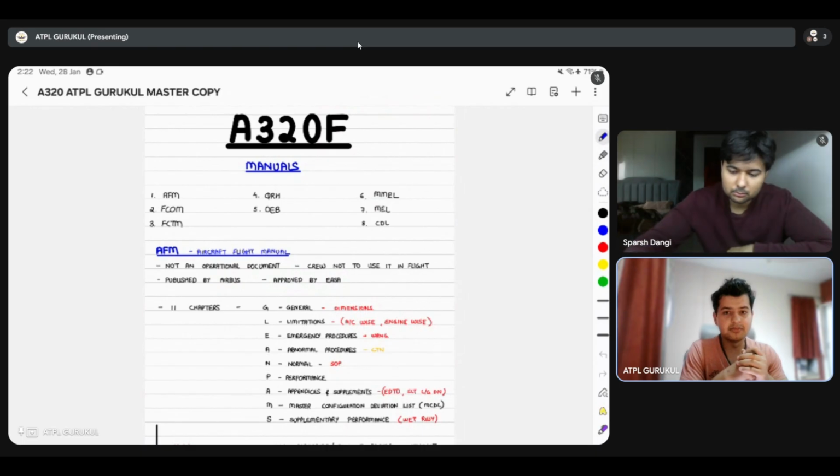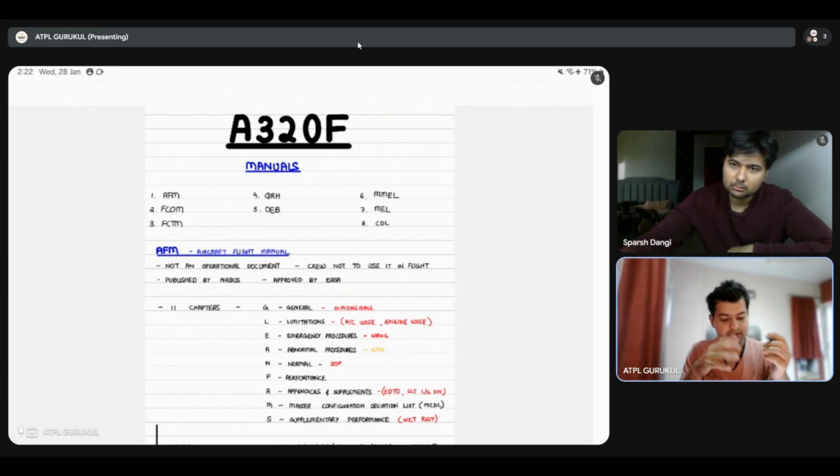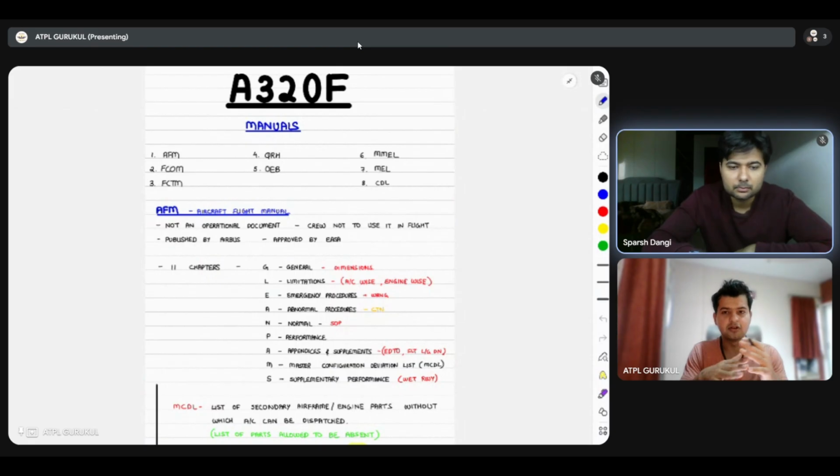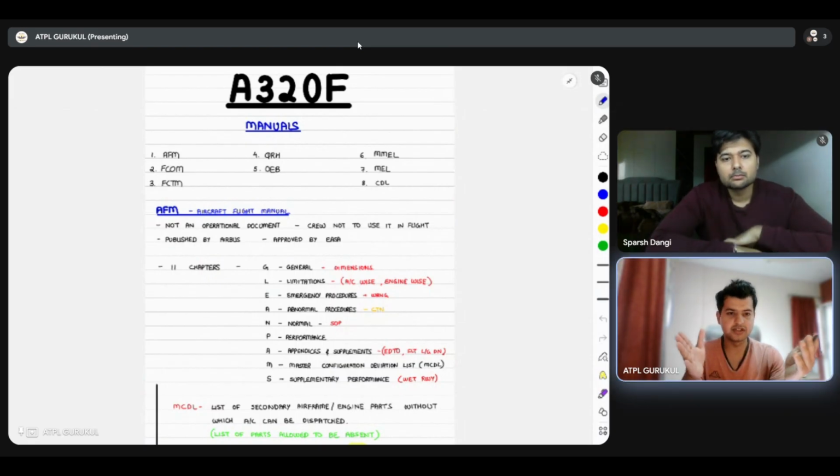How many manuals do we have under the A320? Firstly, what is the A320? Is it just one aircraft or is it a family of aircrafts? It is a family of aircrafts. Why do we call it the family of aircrafts? Because we have different variations.